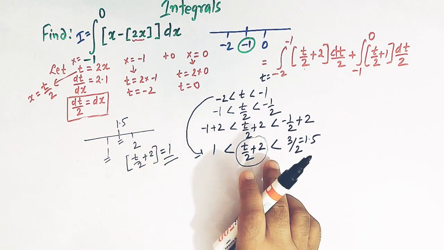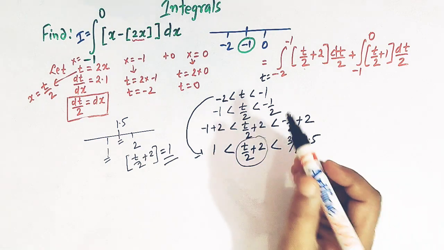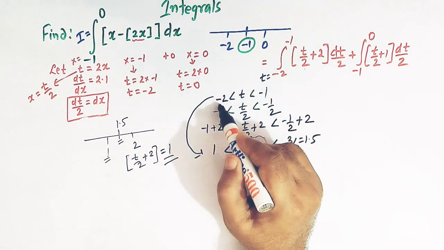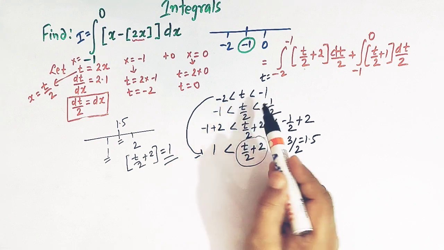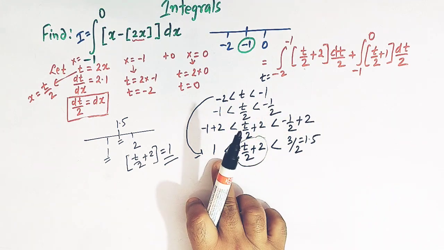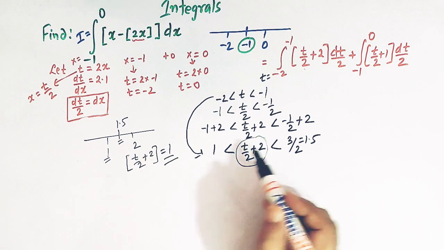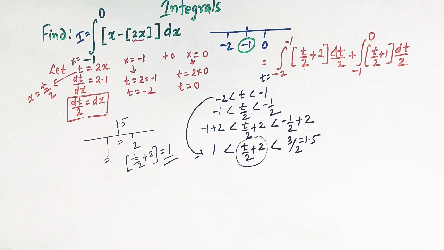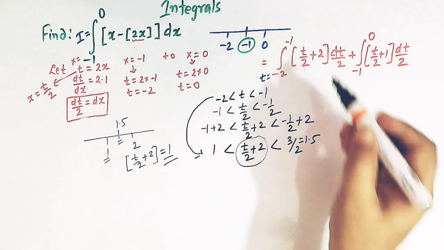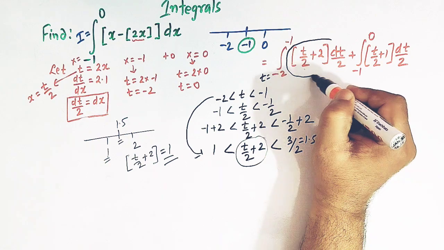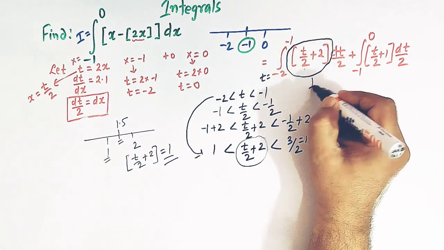So this is an important point here. That's why we have started with this inequality, and we have done all these operations to get this inequality. So the greatest integer of t by 2 plus 2 is equal to 1, so here we'll replace this quantity by 1.